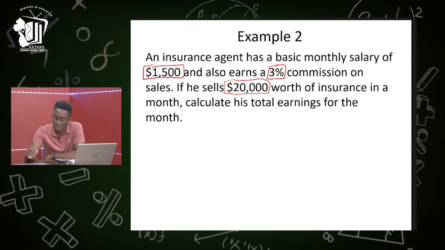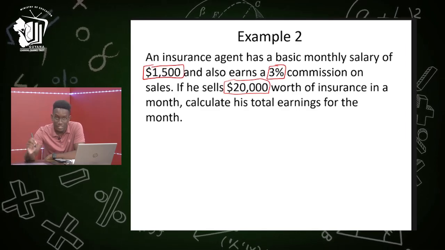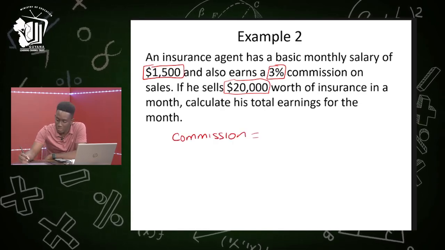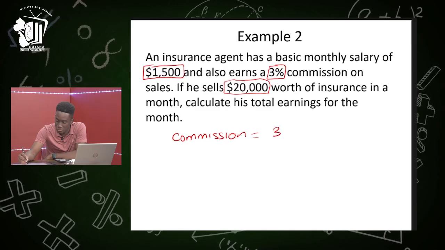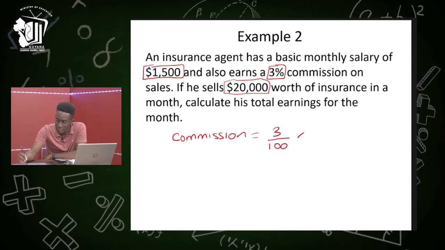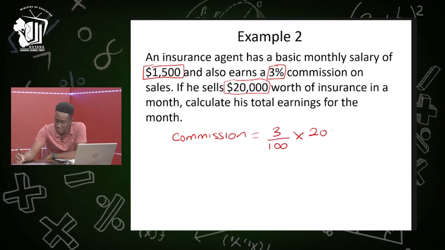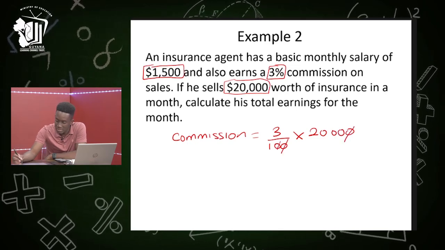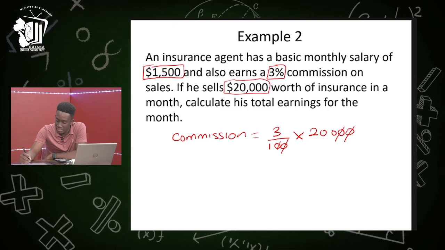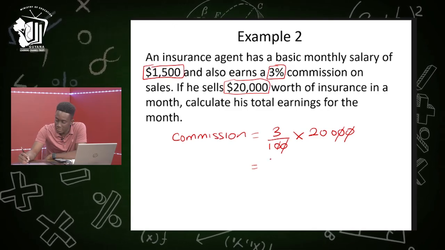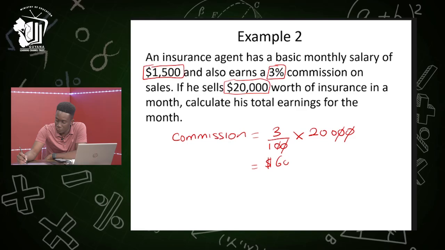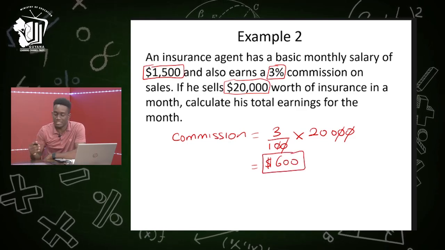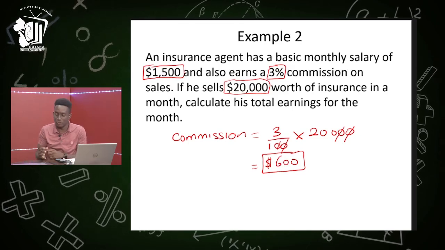So to find his total earnings, we need to find his commission on this sale. The commission would be 3%, which is 3 over 100 multiplied by 20,000. So this 0 cancels with that 0. This 0 cancels with that 0. And 3 times 200 would give me $600. So this insurance agent makes a commission of $600.